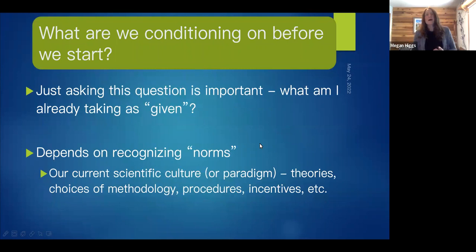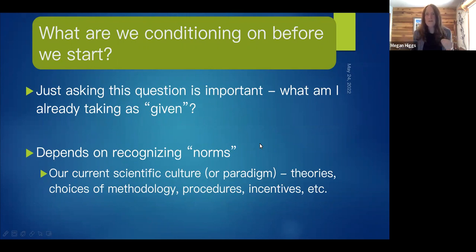The idea of what we're conditioning on before we even start is just a really important question to sit with. And it doesn't have an easy answer. I don't expect anybody could actually answer this fully. And it completely depends on the context of a particular problem as well.